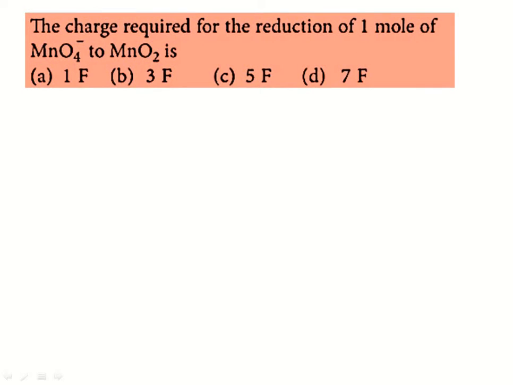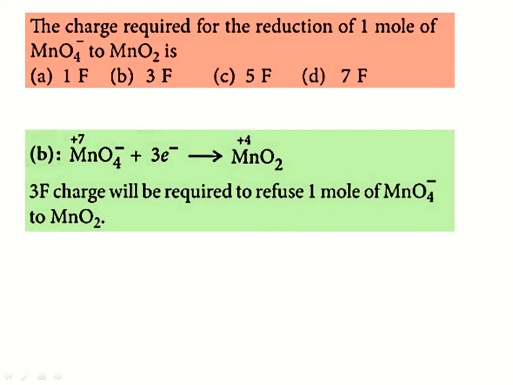Next question. The charge required for the reduction of 1 mole of permanganate to manganese dioxide is. So here, if the oxidation state calculation is done, then a difference of 3 moles of electrons is coming. So 3 Faradays is the answer. Second option is the right answer.